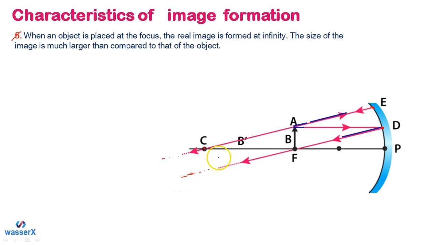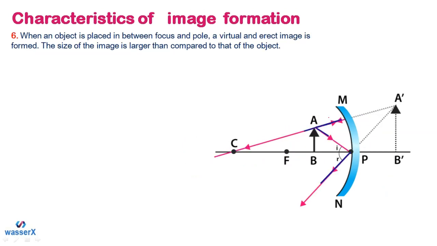Since they are not meeting, you are not going to get a clear visual of the image. The image is at infinity, meaning the size of the image is much larger, though not quite clear, very large and inverted, and that we call real. So this is the fifth case. I hope this is also clear to you. Now we have the sixth one.